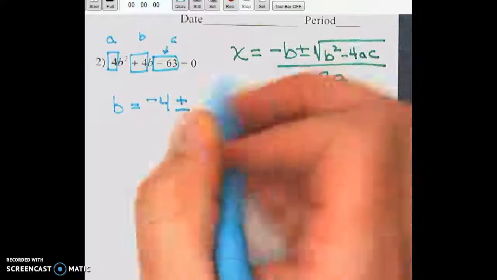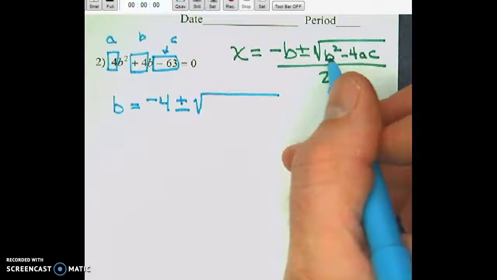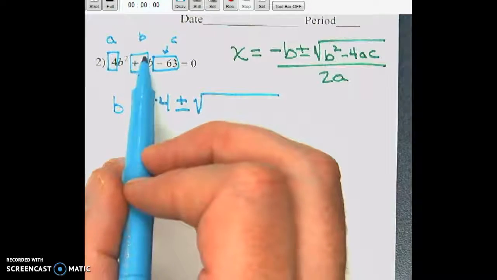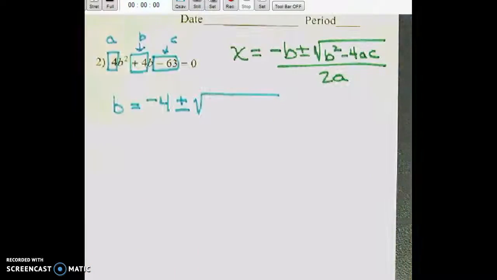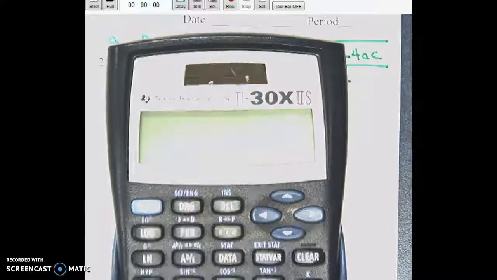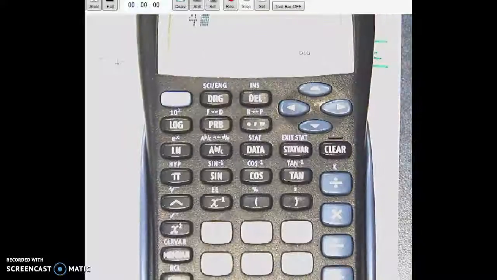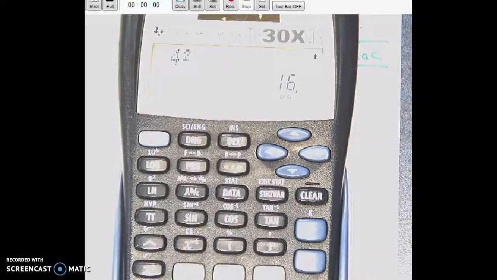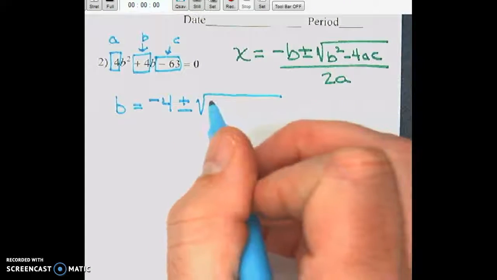Now the square root sign is next, so we're just going in order. And inside the square root, the first thing is our b value to the second power. Remember, our b value is the 4. If I thought about what 4 to the second power is, there are two ways to do it: you could hit the x squared button, that's 4 to the second, or 4 times 4 is 16. So in here, b to the second would be 16.